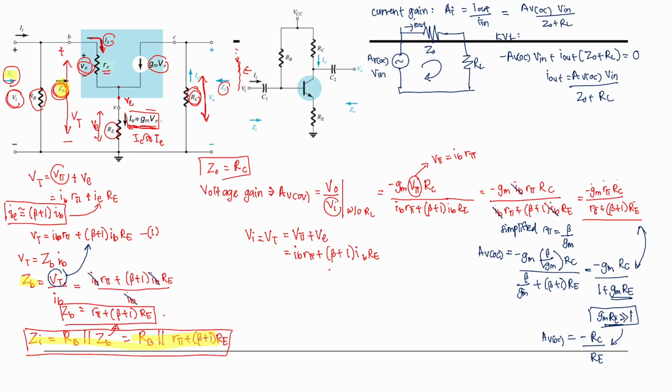We need to find the value of I in. So what is our I in? I in is equal to V in over something. What is the value of V in here?